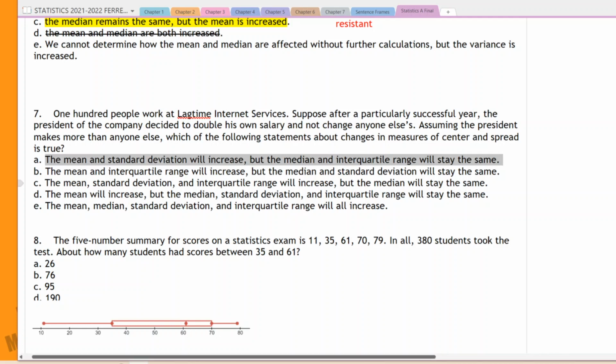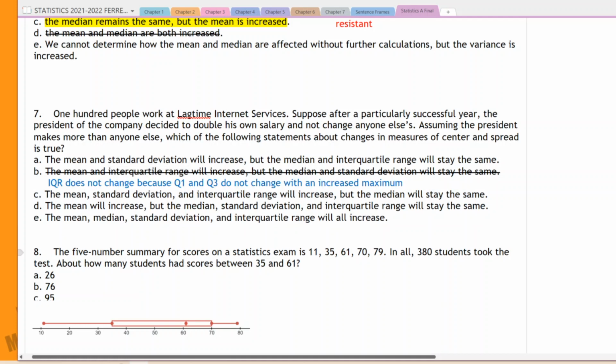Let's go through the rest of these and see if we can find error. The mean and the IQR will increase. Okay, so this is again telling me that the IQR is going to increase, and that's not going to happen. That IQR is not going to change because Q1 and Q3 do not change with an increased maximum. Letter C, the mean, standard deviation, and IQR will all increase. So this one's wrong because, again, we're talking about that IQR increasing, and that's not going to happen.